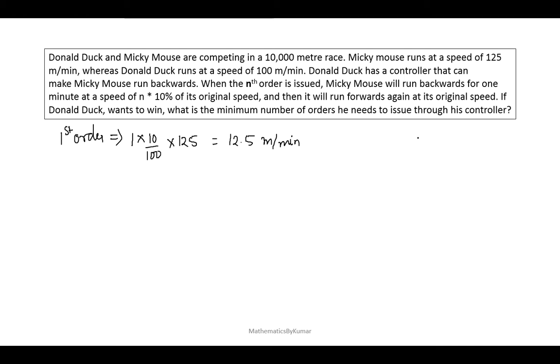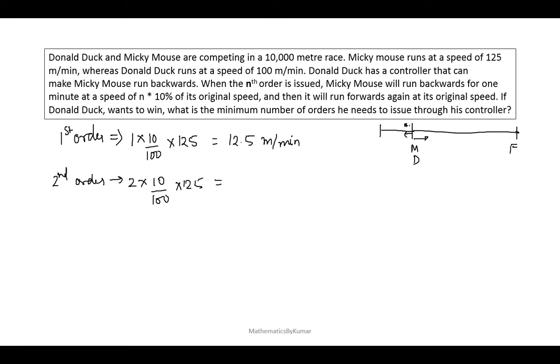So suppose this is the starting point where Mickey and Donald are starting the race, and this is the finish point. In the same minute that Donald is running forward 100 meters, Mickey is going back 12.5. Now when the second order is issued, and the best way, if Donald wants to win in minimum time, is to issue consecutive orders, Mickey is going to go back further.